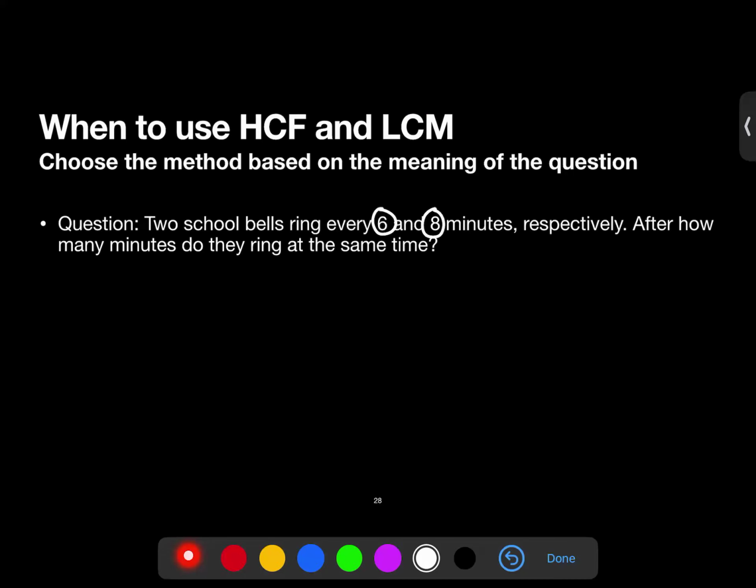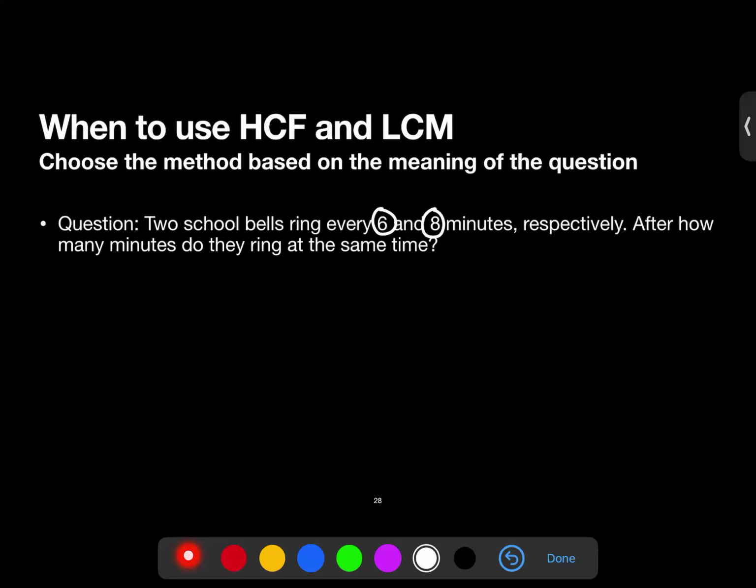So what this means is the first bell will ring at 6 minutes, it will ring at 12 minutes, it will ring at 18 minutes, 24 minutes, 30 minutes, 36 minutes, right? But the second bell will ring at 8 minutes, so they will not ring at the same time. It'll ring at 16 minutes, so it'll not ring at the same time.